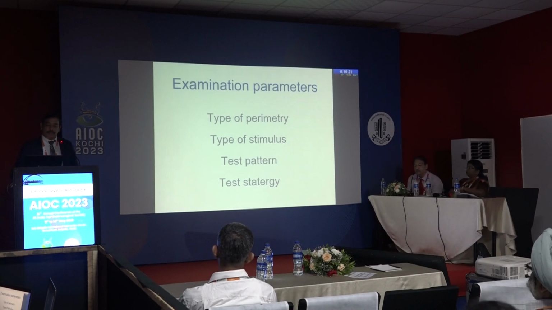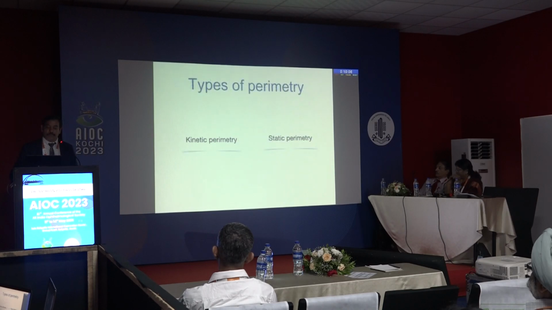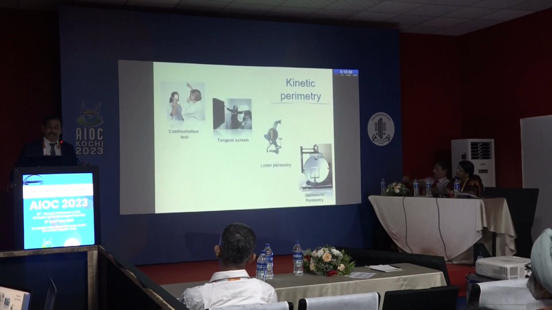So there are different examination parameters, and of course you have other things that we need to see: the type of perimetry, the type of stimulus, test pattern, and strategy. Let's look at each one. When you're looking at the types of perimetry, you have the kinetic perimetry and the static perimetry. Most of us, we don't use the kinetic perimetry.